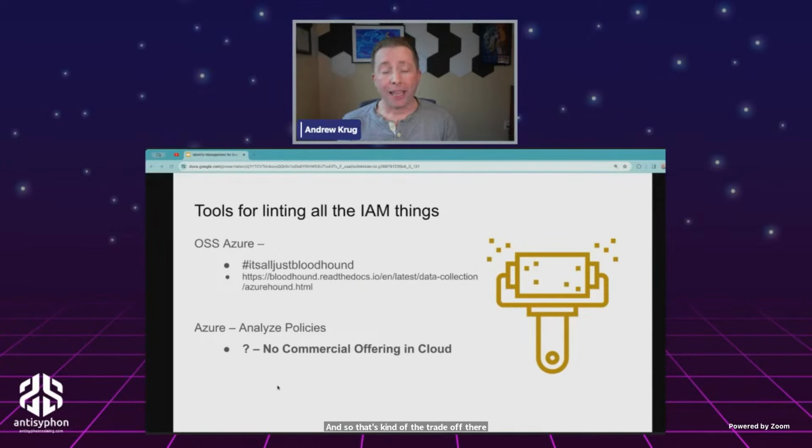On the Azure side of things, because Azure is so closely coupled to Entra ID, on the open source side most people are just using Bloodhound to test that. On the policy analysis side, there really isn't a commercial offering from the cloud provider. So this is a gap that's open if you're an open source tool developer, or you want to find a vendor-provided solution that closes that gap. This is probably one of those places where either open source development would really help you, or going and finding a vendor that does that.